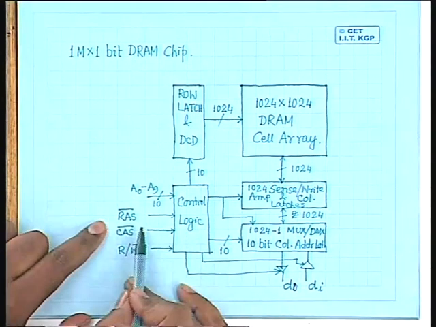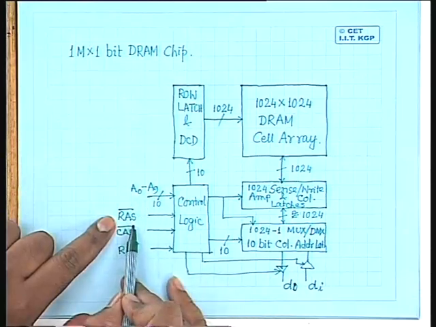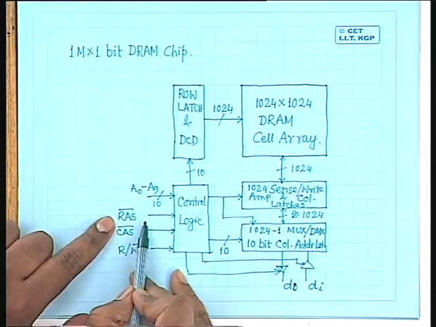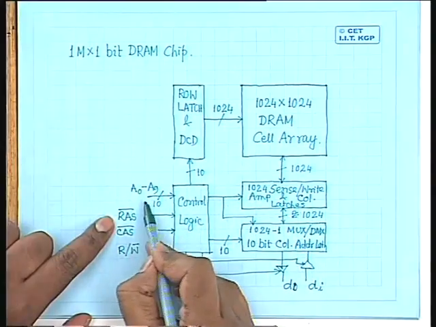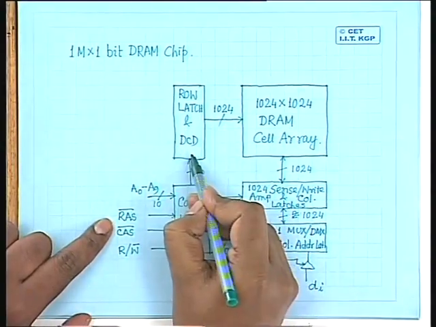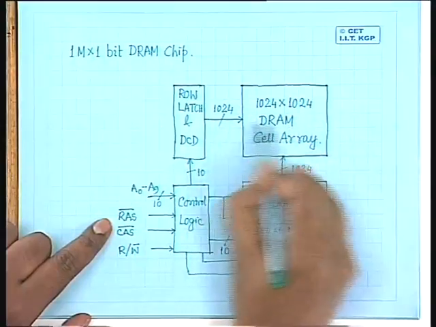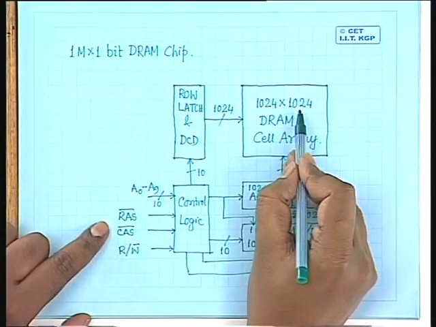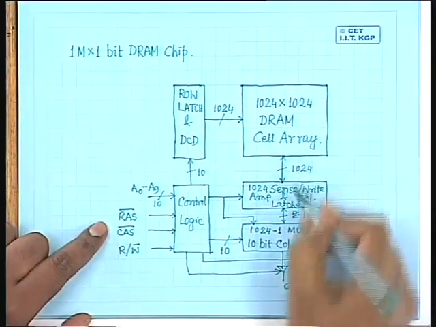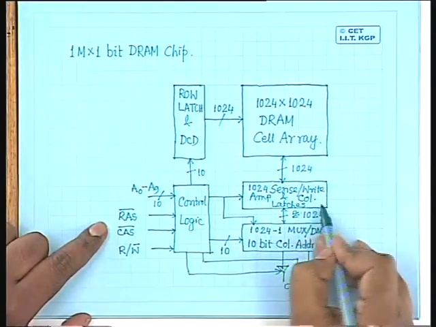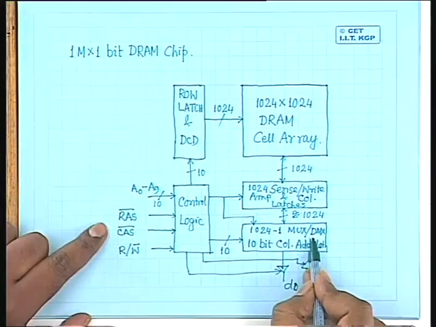Whenever you give the row address select, these two control signals together, the 10-bit data which is available on these row address lines goes to the row address latch and decoder. Depending upon the decoder output, one of the rows consisting of 1024 number of cells will be active, which comes to this sense, write, amplifier and column latches. From there it is available to the multiplexer, demultiplexer unit.